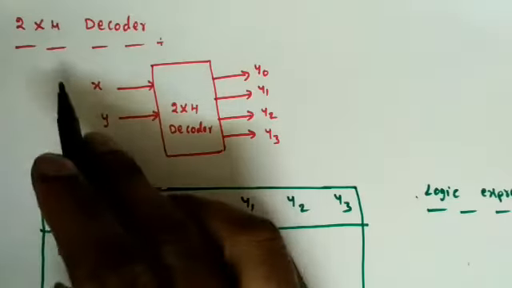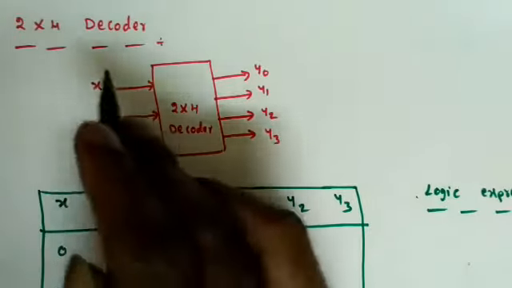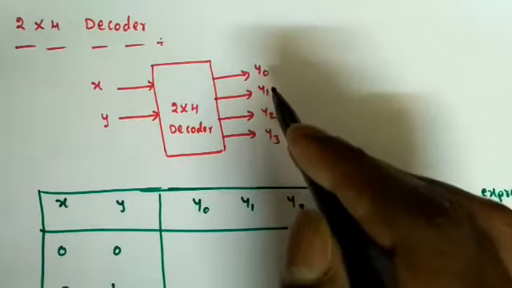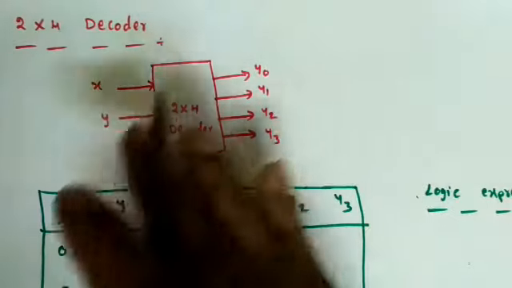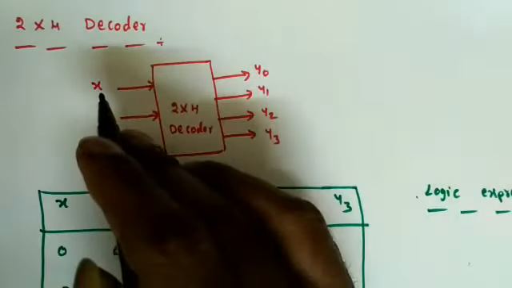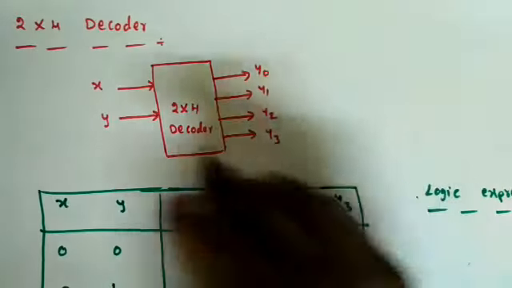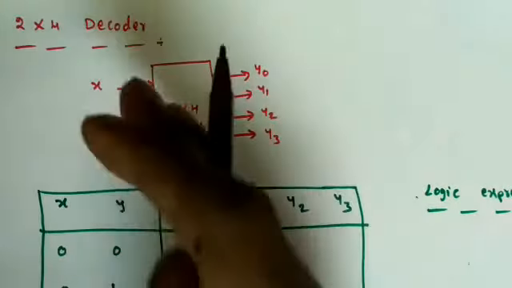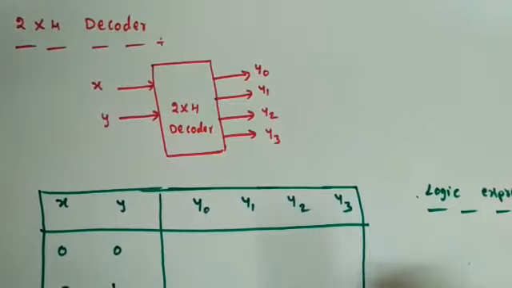Now we will see how to design a 2x4 decoder. It contains two inputs X and Y, and four outputs capital Y0 to Y3. We may use different variable names like A and B, Y0, Y1, Y2, Y3, or D0, D1, D2, D3, etc. We don't have to follow only particular variable names. That is our wish.